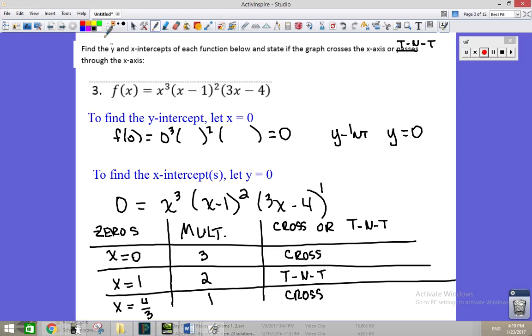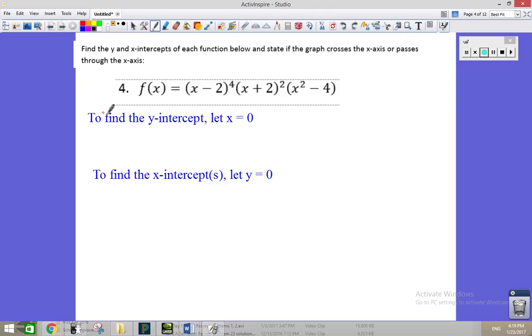Let's move on now to number 4. To find the y-intercept, we let x equal 0, and this time all the x's are going to be 0, so I'm going to have negative 2 to the 4th, 2 squared, and negative 4.